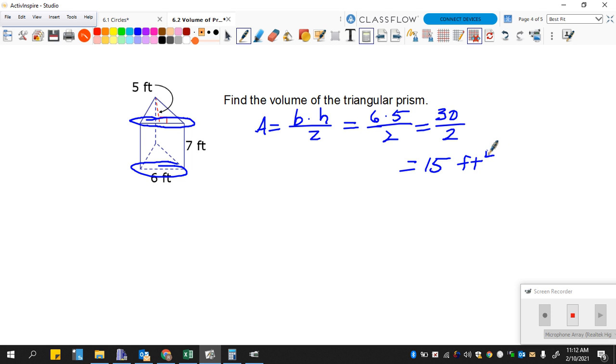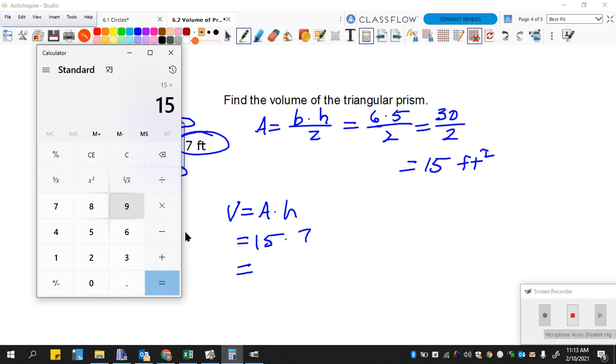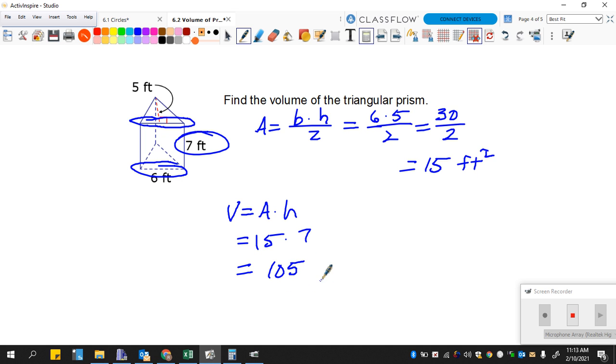Now, to find the volume, you take that times the height of the triangular prism, which is 7 feet. So volume is equal to the area times the height. The area is 15 times the height, which is 7. 15 times 7 is 105 feet to the third power.